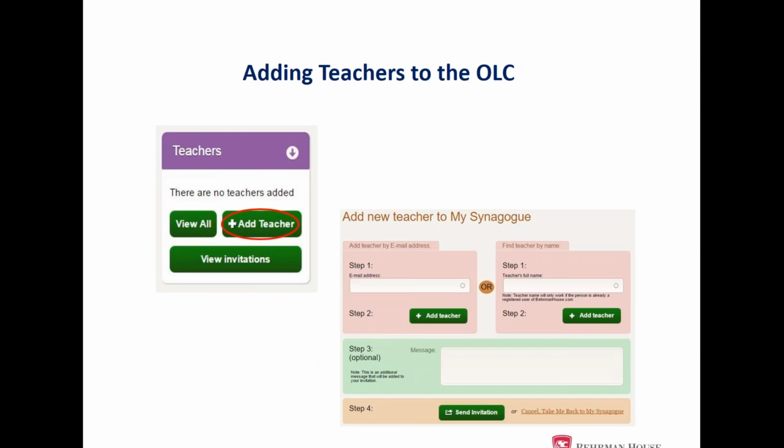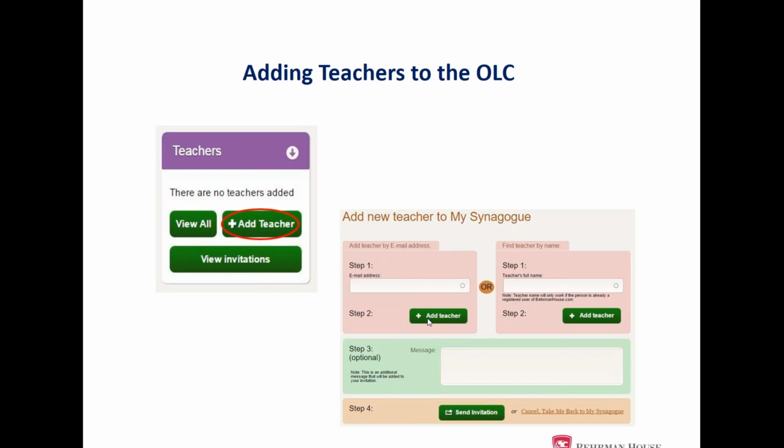On the left side of your OLC homepage, you will see a green button labeled Add Teacher. That takes you to a screen labeled Add New Teacher to My Synagogue. In the pink box, you would enter a teacher's email address, double check for typos, of course, and then you would click Add Teacher. You can do this for each teacher that you would like to add to your school.